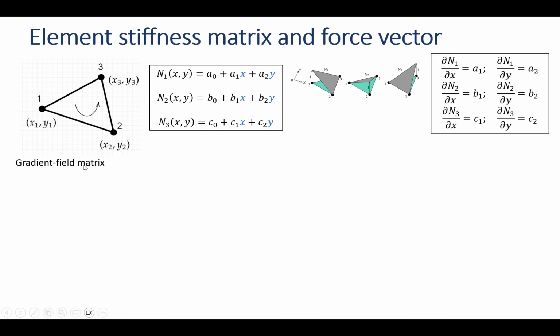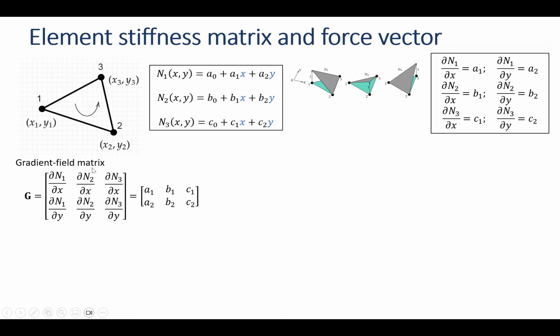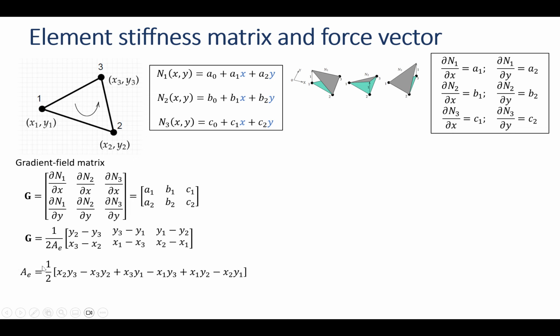because we need these derivatives of basis functions for calculating the gradients and also the stiffness matrix. So first we can create the gradient field matrix by populating the derivatives of the basis function. So a1, b1, c1, a2, b2, c2. Once we substitute the values of nodal coordinates, that is x1, y1, x2, y2, x3, y3, we can calculate these coefficients a1, b1, c1, a2, b2, c2 in terms of x1, y1, x2, y2, x3, y3, and that is going to be like this. Okay, so here A is the area of the element, and so we can calculate the area of the element in terms of the nodal coordinates.